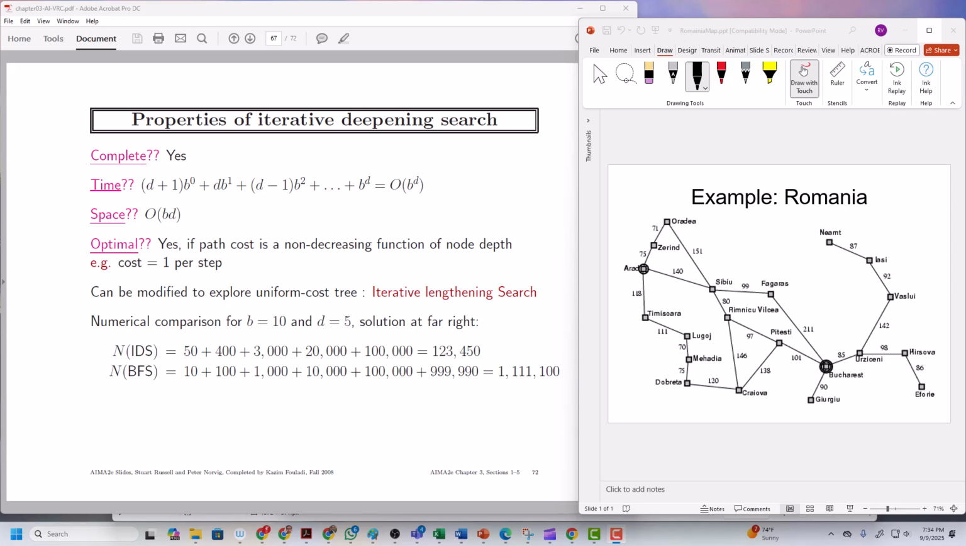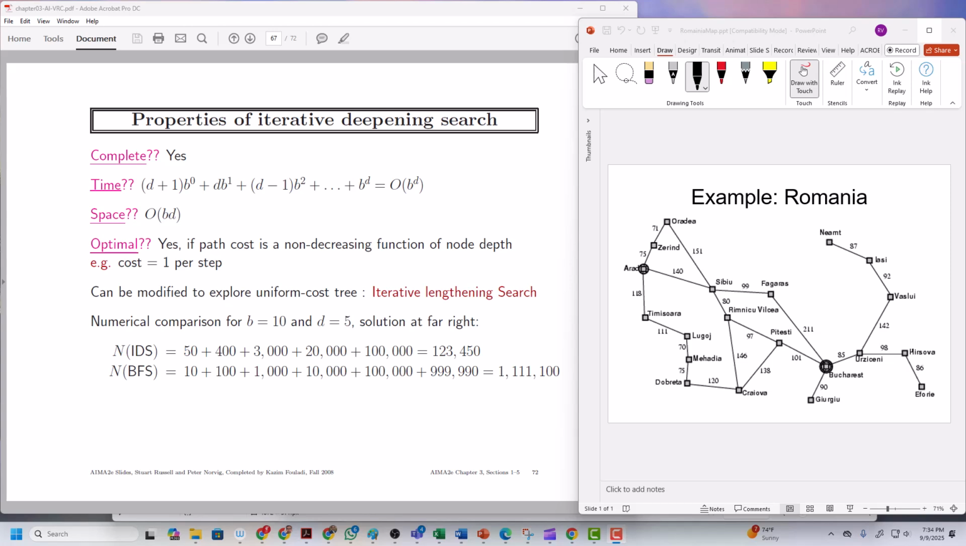So what is the usage? It's the preferred uninformed search method when the search space is large and the depth of the solution is unknown. So this is preferred, because it combines the good things of BFS and DFS. Some extensions: iterative deepening is like BFS in exploring complete layers per iteration.